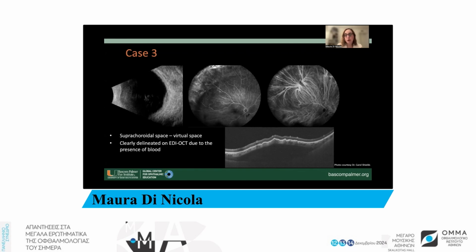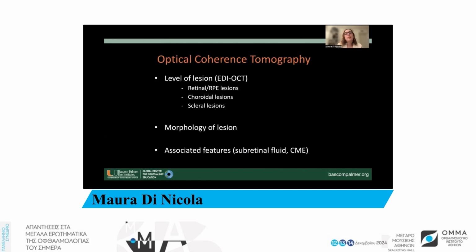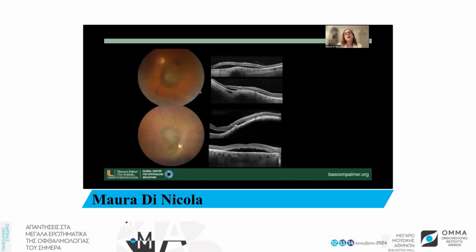So when dealing with intraocular tumors, I always recommend obtaining EDI OCT. OCT is particularly helpful in determining the level of the lesion, where it is located, if it's in the retina, choroid, or even in the sclera, again with the use of EDI and swept source technology. And it can also help in the differential diagnosis because different lesions are going to have a different shape, different morphology. And of course, it's helpful in detecting associated features such as subretinal fluid or CME in certain conditions.